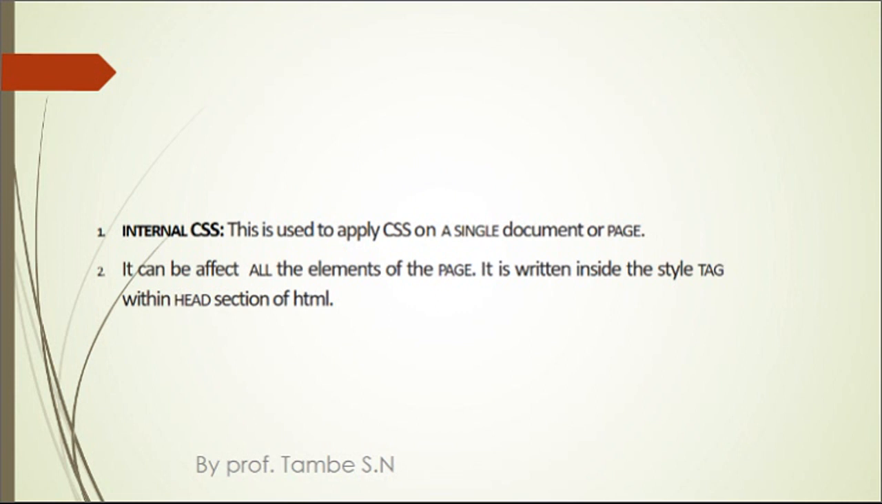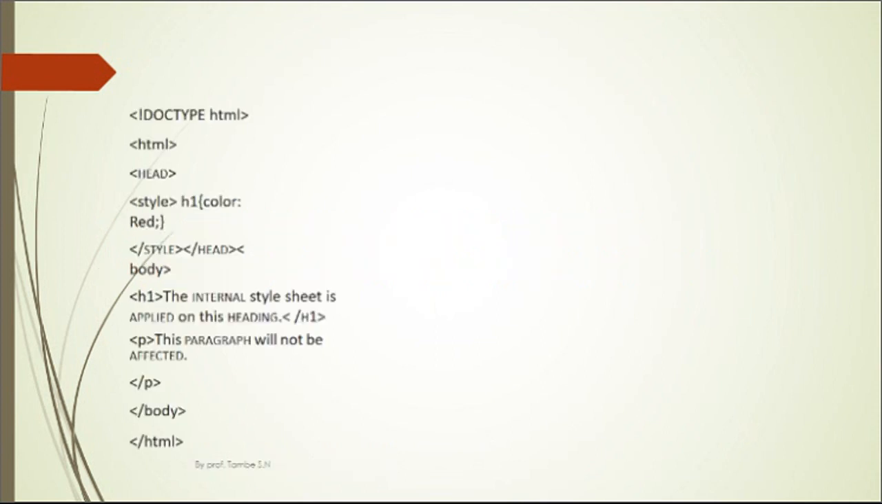Then the next is internal CSS. Internal CSS is used to apply CSS on a single document or page. It can affect all the elements of the page. It is written inside the style tag within the head section of the HTML. So how do we write internal CSS?